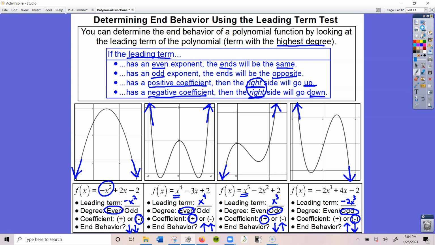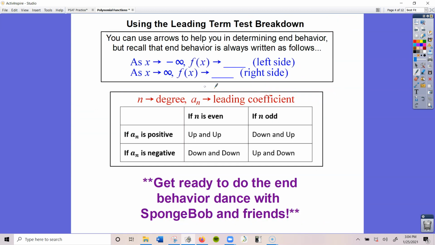So to kind of wrap this all up, I have here this chart where if a_n, which is the leading coefficient, is positive and the exponent is even, it will go up and up. And if the coefficient is positive but the exponent is odd, then it would go down and up. And then vice versa for when your coefficient is negative. This is a reminder of how to write end behavior.